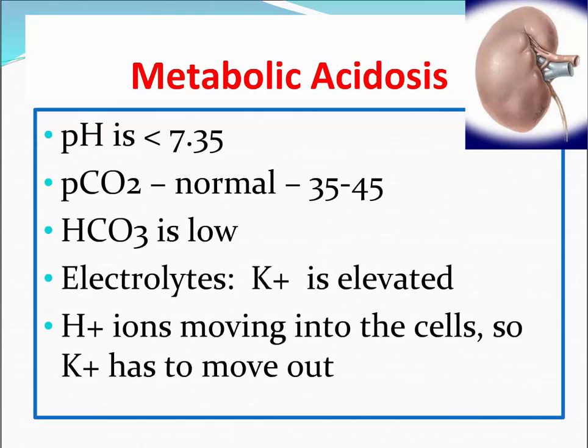Okay, so with metabolic acidosis, the pH is low, so it is less than 7.35. The PCO2 is generally normal, around 35 to 45, because it's a metabolic problem. But the bicarbonate is low, and that's what is causing the acidosis. There's not enough of that base. As I said before, potassium is elevated in acidosis. That's because there are so many, or relatively so many, hydrogen ions moving into the cell. So the potassium, which is the predominant intracellular cation, has to move out. So serum potassium will go up.